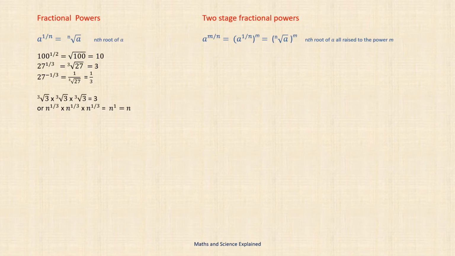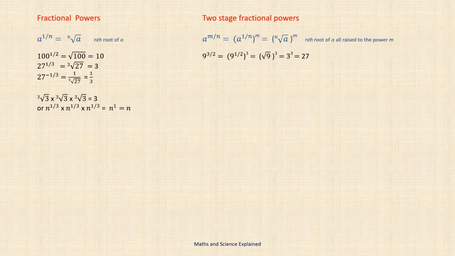Take 9 to the 3 over 2. The 3 over 2 is a result of two indices being multiplied by each other, i.e. a half times 3 equals 3 over 2. And so 9 to the 3 over 2 is equal to 9 to the half, all cubed. This is simply the square root of 9 cubed, or 3 cubed, which is 27.